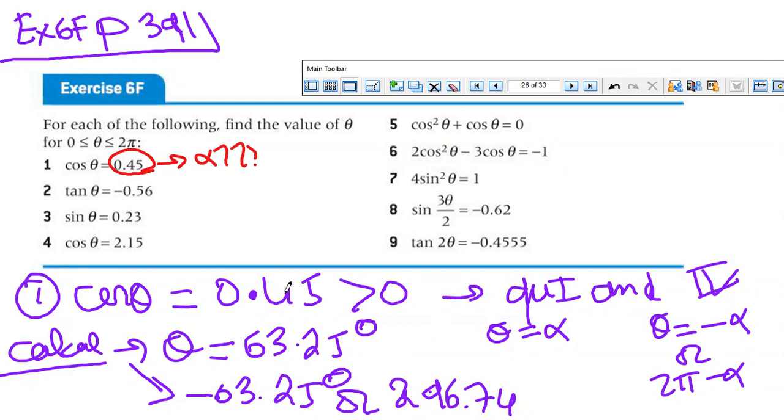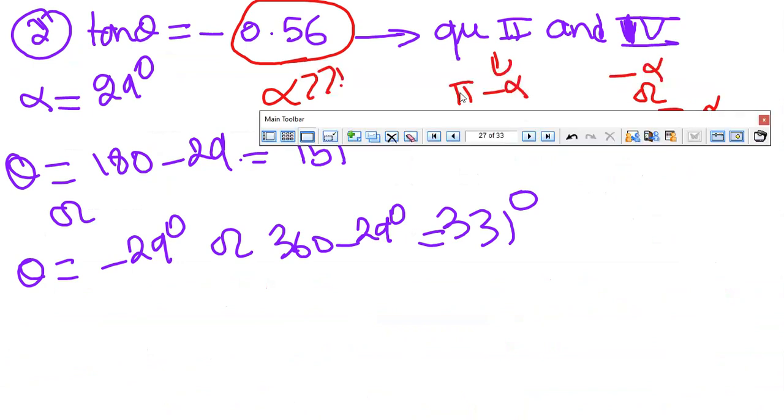So I take my calculator, do shift cosine 0.45, and it gives me 63.25. And which other angle has the same cosine? Quadrant 4. How do we find it in quadrant 4? Either I take minus alpha, so I can write minus 63.25, or 2 pi minus alpha, which gives me 296.74. So I have two answers: 63.25 and 296.74.